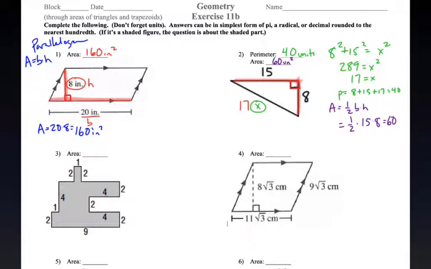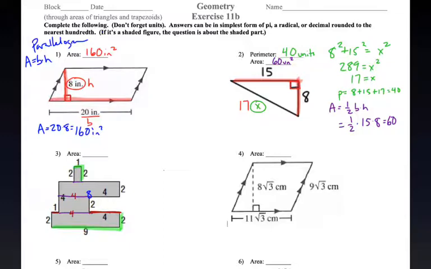Number 3, we've got a funky little shape here, don't we? I broke it up this way at first. I'll do it another way in a second. This top triangle here is easy. I've got those two dimensions, 1 and 2. The bottom, I said triangle, gosh, I am loopy right now apparently. 2 and 9 are the sides of that rectangle.